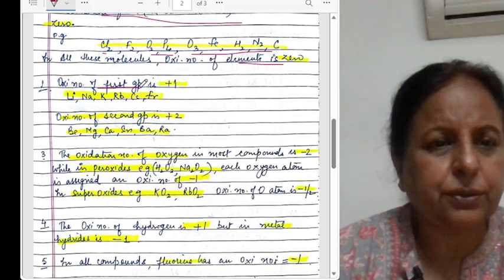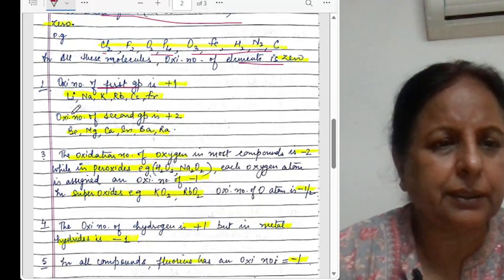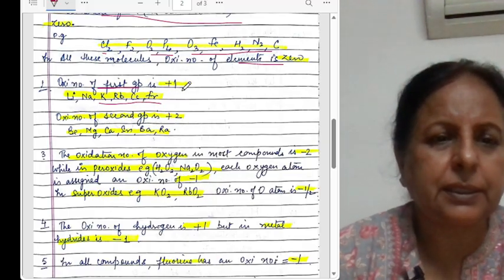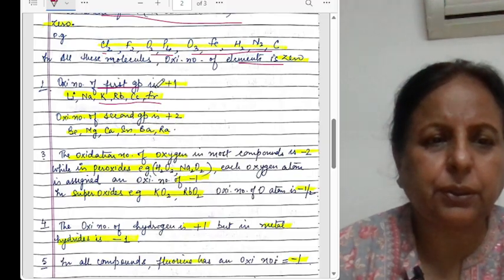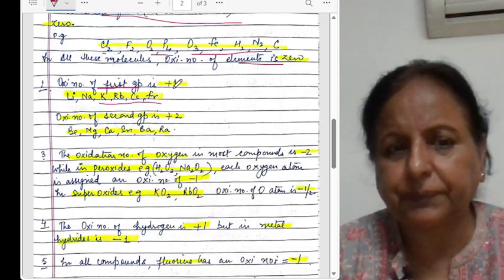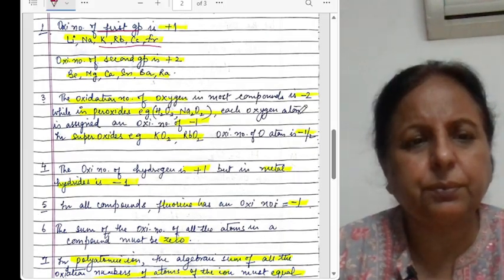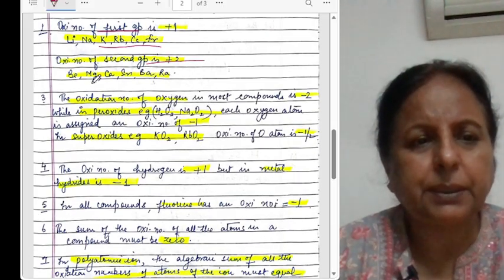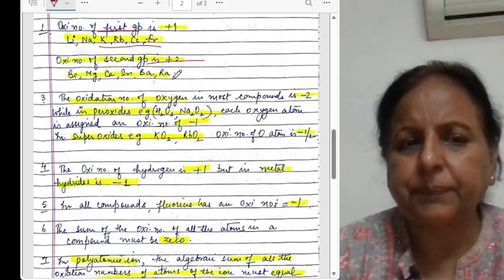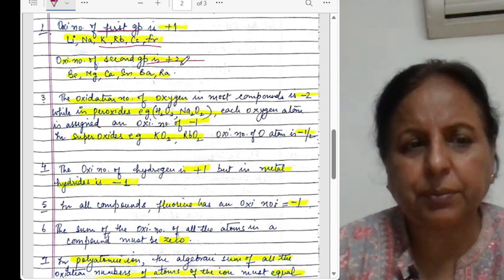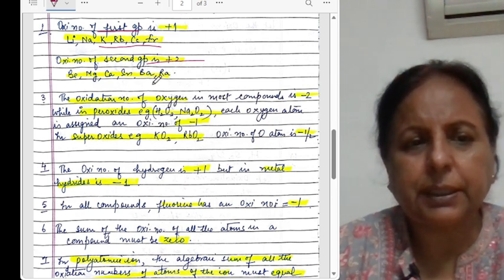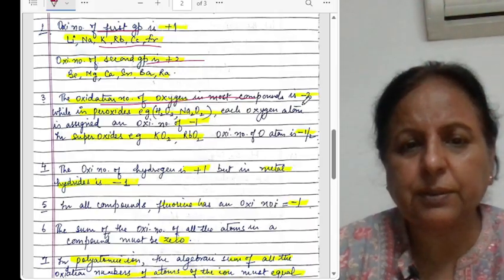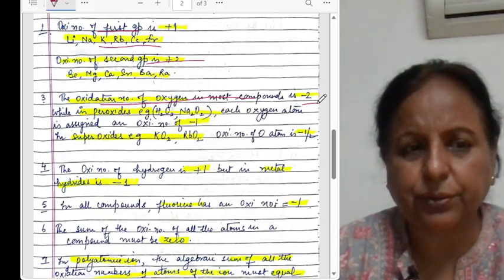Now oxidation number of first group, आपने periodic table में देखा था, lithium, sodium, potassium, rubidium, cesium, francium. इन सब का क्या होगा, +1, because these are most electropositive elements, they can easily give one electron, so oxidation number of all these elements will be +1. Now oxidation number of second group is +2: beryllium, magnesium, calcium, strontium, barium, radium, so all these have oxidation number +2, right, because they can easily give 2 electrons. Now the oxidation number of oxygen is -2 because it can gain 2 electrons.